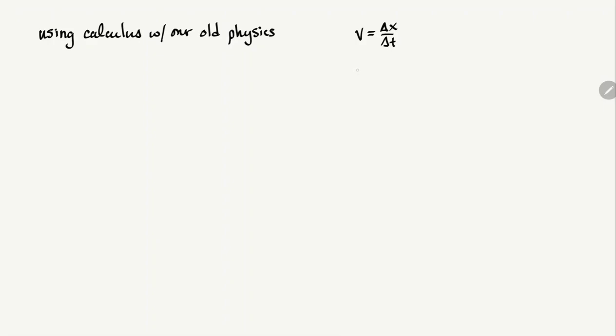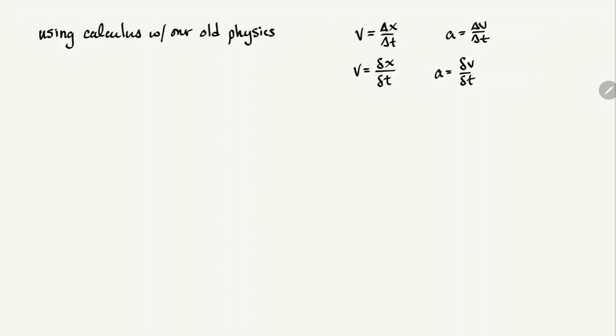What that really means in calculus terms is velocity is the rate of change in your position divided by the rate of change in your time. So velocity is the derivative of your position divided by the derivative of your time. So dx dt. Acceleration is your change in velocity over change in time. So your acceleration is dv dt, the rate of change in your velocity relative to time.